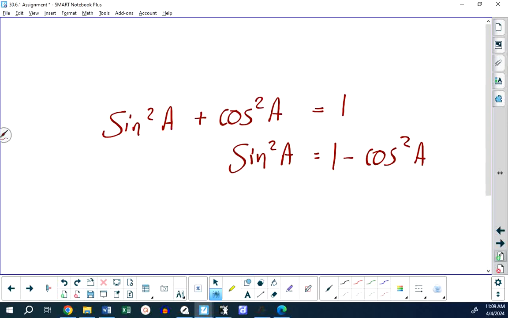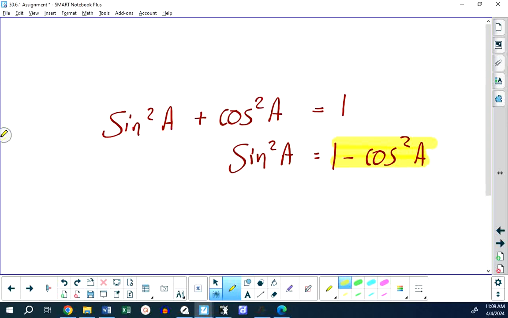And now what I'm asking you to do is be aware that this is something recognizable. Now, we're going to be going in the opposite direction here, but I'm saying if you're working on something and you see 1 minus cos squared, you should go, hey, you know what? I'm going to change that to sine squared.